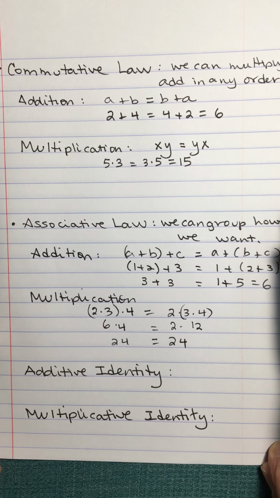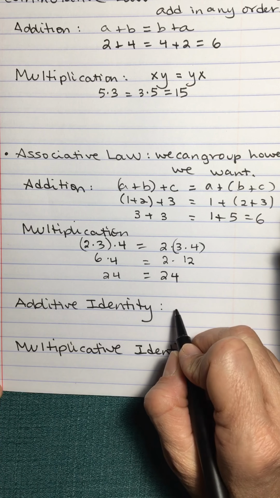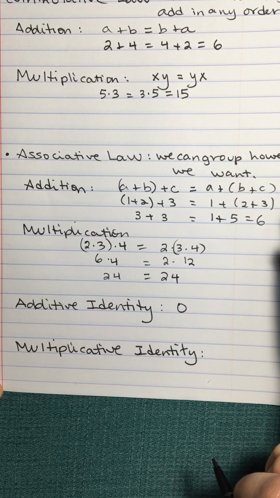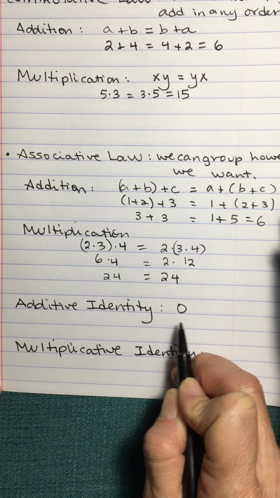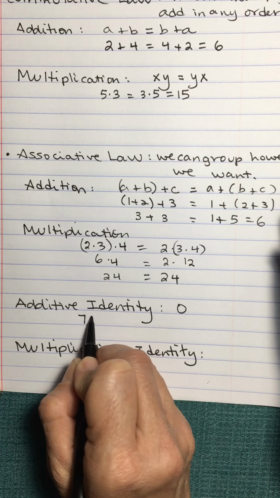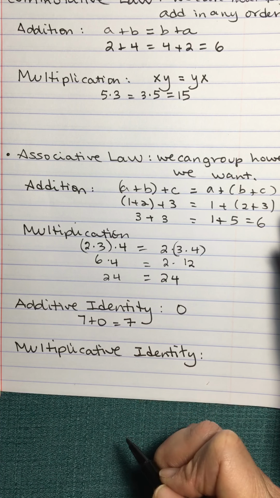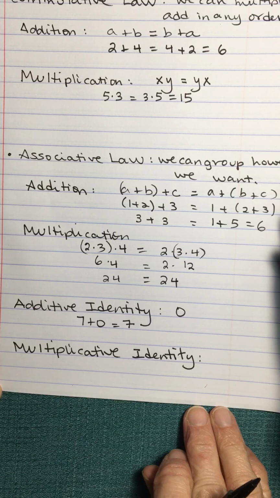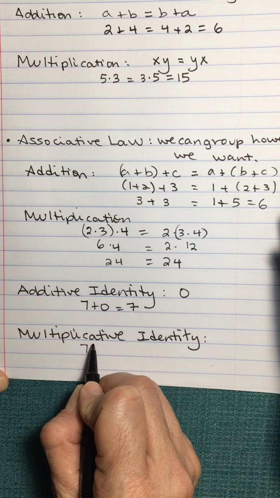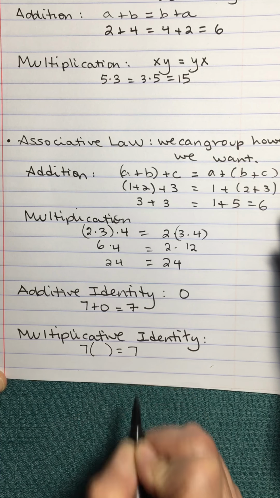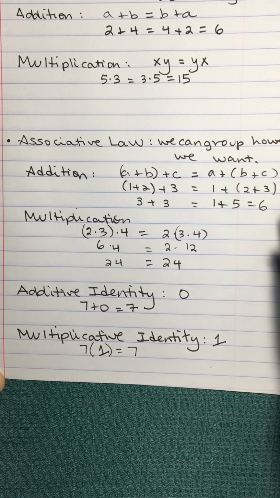I just want to bring up two more vocabulary words. The additive identity is the number 0. It's called the additive identity because if we add 0 to any number, we don't change the number. So 7 plus 0 equals 7. Now I want you to think about what the multiplicative identity is. What can we multiply any number by and get the same thing out? Exactly. The multiplicative identity is the number 1.